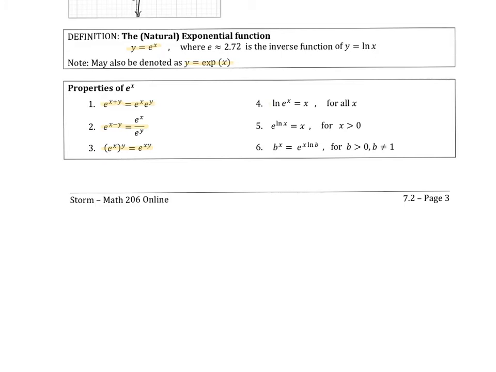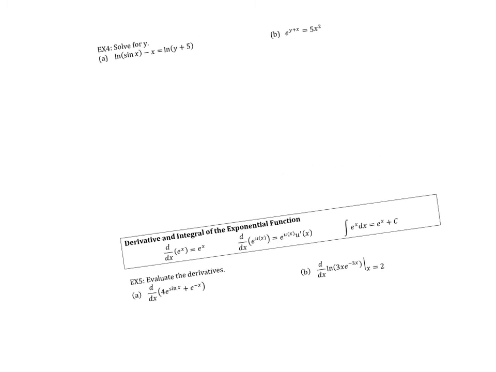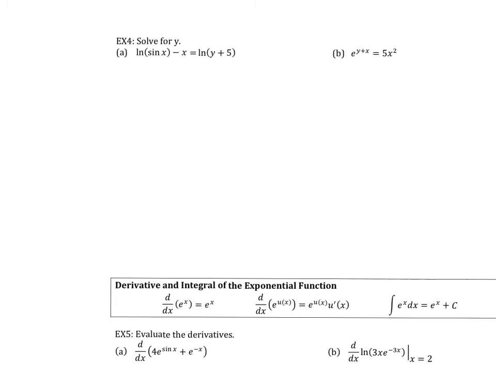The natural log of e to the x is just x, because natural log of e is 1, so it kind of cancels. And then if you take e to the ln of x, that is x as well. So something you may not have seen is property 6. If you take any base, not just e, any base, raise it to the x power, it can be rewritten as e to the x times natural log of the base.